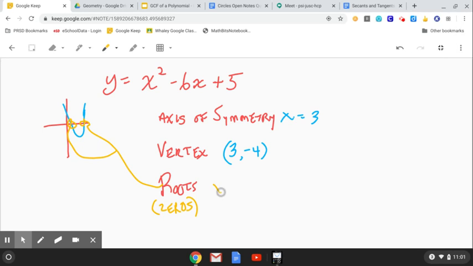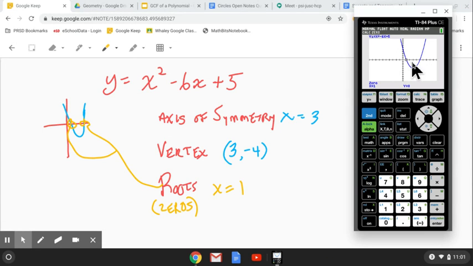So one of our roots is x is equal to 1. Sorry, that goes away every time I write, but there it is. It says it right down here. X is equal to 1. Now, we have to do this again to get the other one. It doesn't give us both of them. So we hit this again.